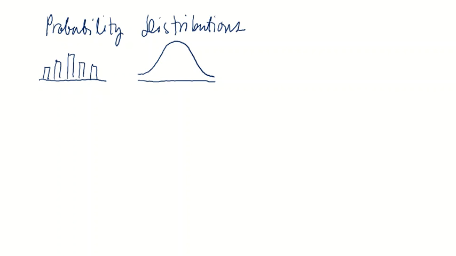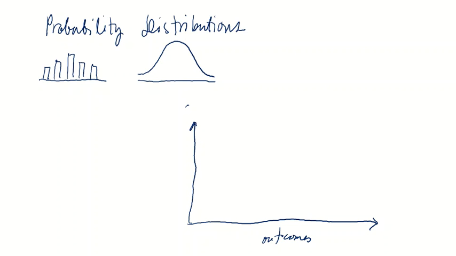Probability distributions, for example, are graphed with two axes in mind. So there are always two axes. So the values of the outcomes are in the horizontal axis. So you have here your outcomes. And the probabilities of obtaining these outcomes are graphed in the vertical axis.